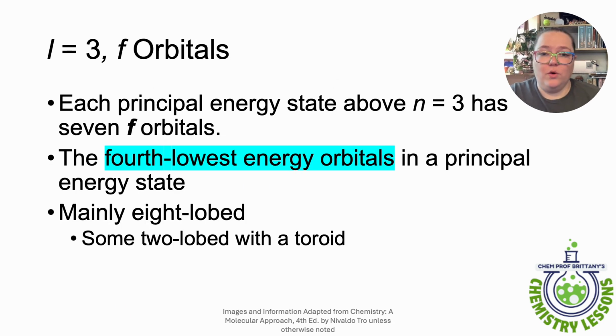And then our final orbital shape is our f orbitals. Each principal energy level above n equals 3 has 7 f orbitals. This is the 4th lowest energy, so it's the highest energy orbital type in any energy level. So in n equals 4, we have s orbitals, p orbitals, d orbitals, and then f orbitals. It always goes in that order within a principal energy level. They are 8-lobed. It looks insane. I've got a picture on the next slide. But we do also have some 2-lobed ones with the toroid in the middle.